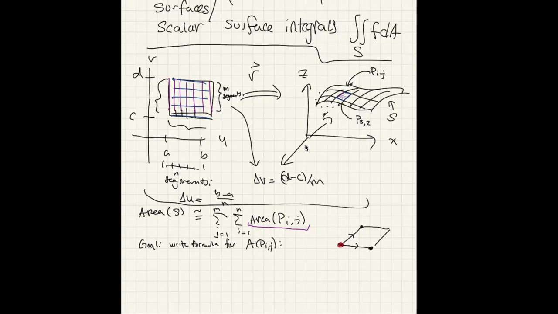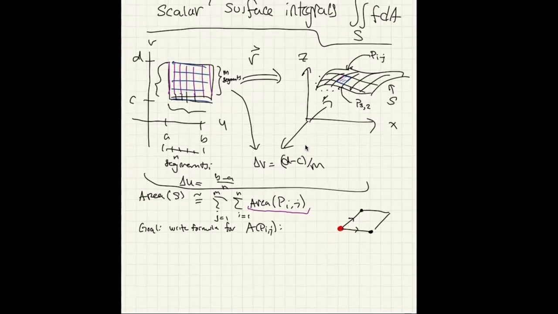Let's start with this base. That's going to be R of UI, VJ. Okay, then if I want to get to this green point over here, I'm going to amp up my U parameter by a little change in U. So that green is R of UI plus delta U, but we're on that same line piece, so we're going to keep the VJ constant. So VJ, okay.